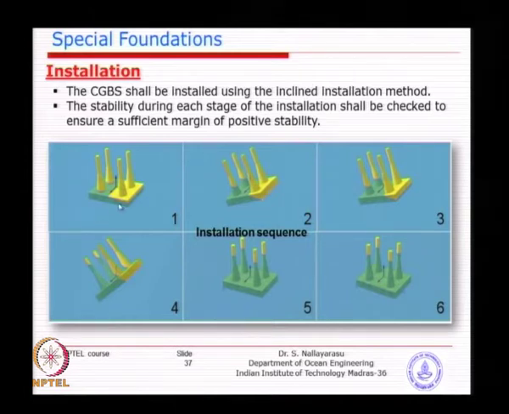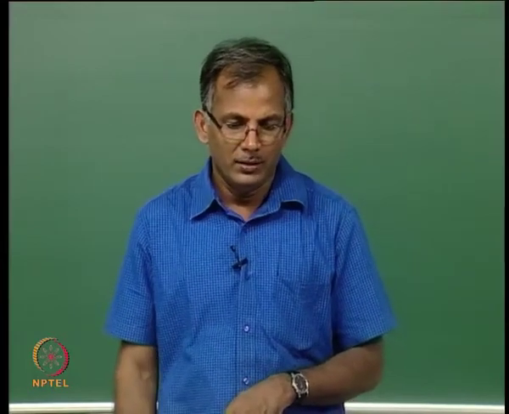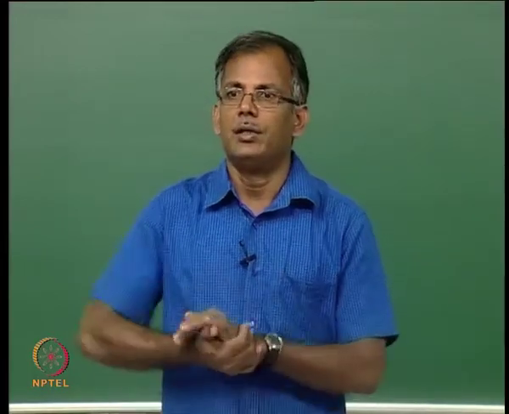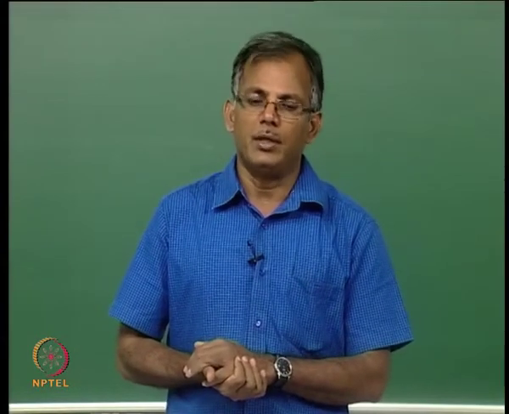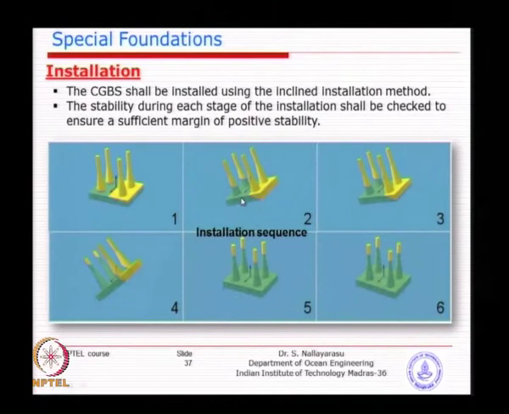Then once you bring it to the right location where it is going to be either towed out or installed, you start ballasting the base caisson. Always do it from one side; multiple ballasting is not possible. Depending on the ballasting direction, you will see the tilting. Then you go and counter ballast on the other side.